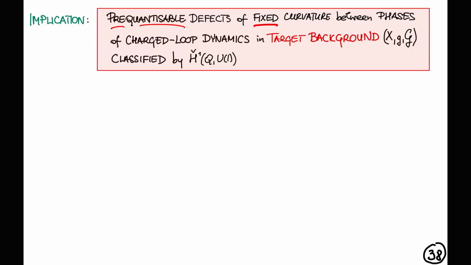And in the context of Wess-Zumino-Witten theory, which is charged loop dynamics in compact group manifolds and their homogeneous spaces, this has proven to be enormously robust as a method of classifying defects, classifying boundary states, like Ishibashi states, and so on and so forth. So this is actually how?